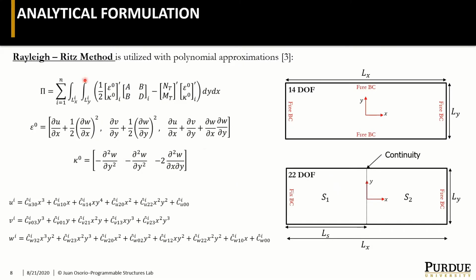After we got this pre-stress, we can then construct our analytical model. We use the Rayleigh-Ritz method, where we introduce the pre-stress as this force and moment vector, and we approximate the strain and the curvatures using polynomial functions. And we did this for two different cases. The first one, all free boundary conditions with 14 degrees of freedom, and the second one, a fixed-free boundary condition with 22 degrees of freedom. As this particular case is quite complicated to predict curvature, what we did was divide this in two sections with continuity boundary conditions in order to predict more complex curvatures.